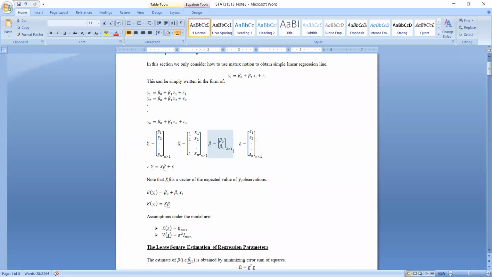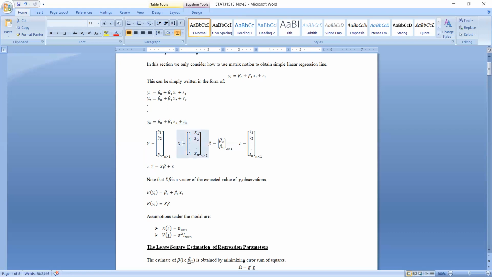Now we know, if you look at your left hand side, it's an n into 1 matrix. So if your left hand side is equal to your right hand side, your right hand side should also add up to an n into 1 matrix. Here epsilon is an n into 1 matrix, but beta naught plus beta 1 x1, this term you have to convert into an n into 1 matrix.